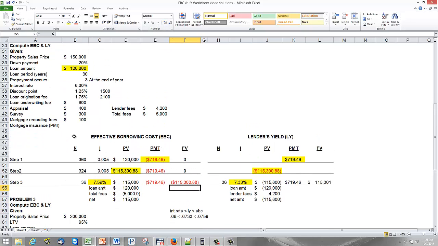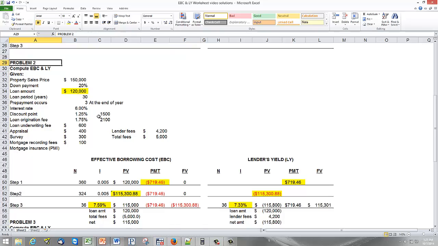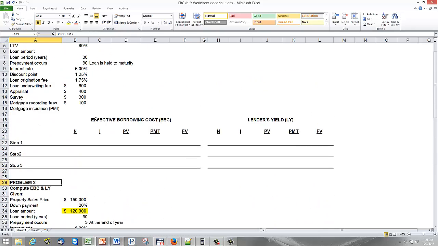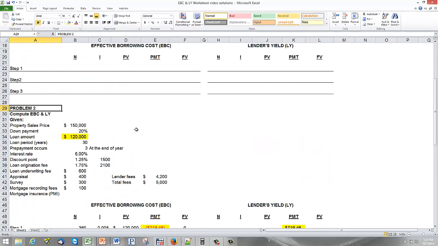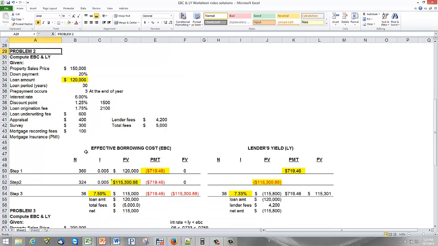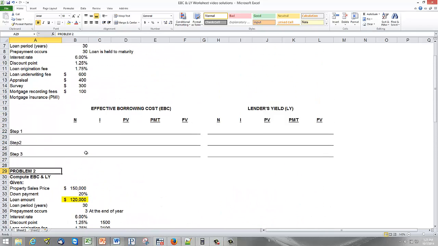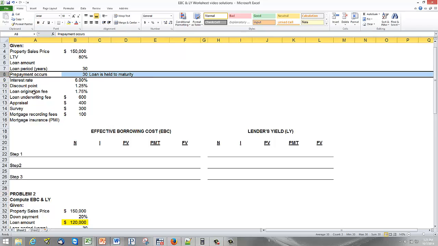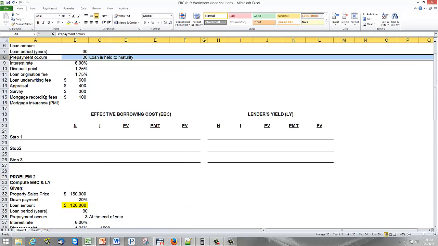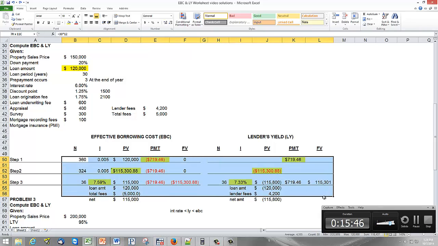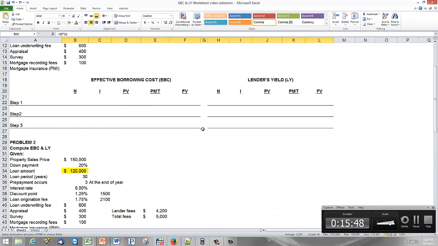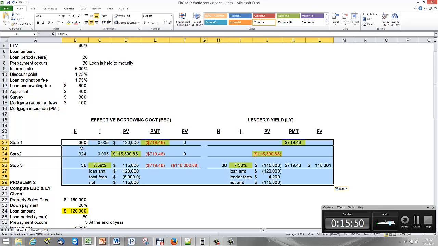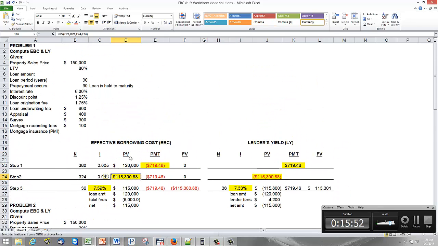So that's problem number 2. Let's now go back and look at problem number 1, which is this same mortgage, just that it doesn't have any prepayment. So the loan is held to maturity. I'm just going to copy this information up there for simplicity's sake.